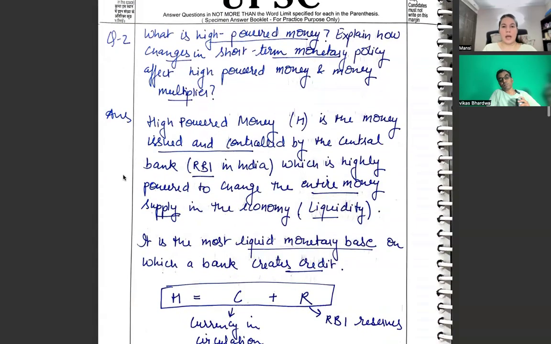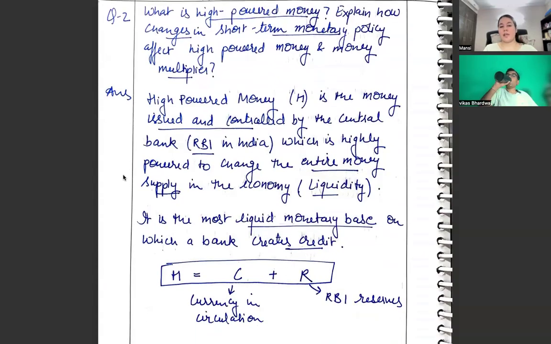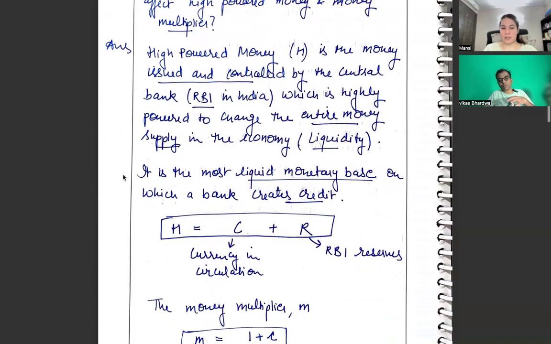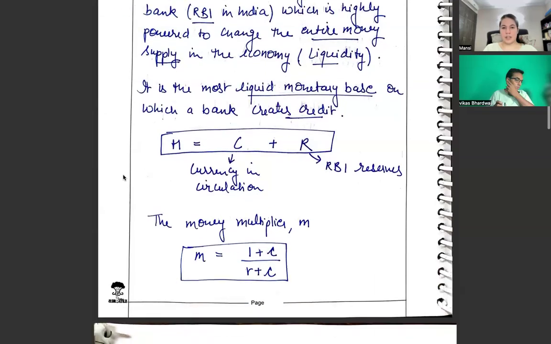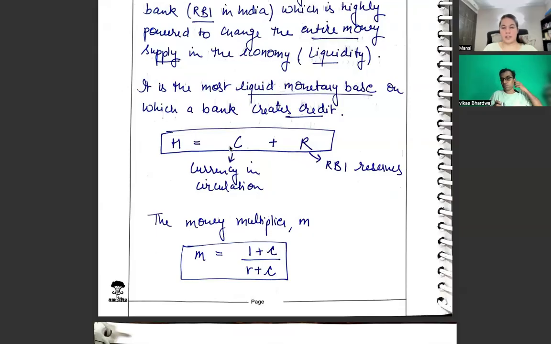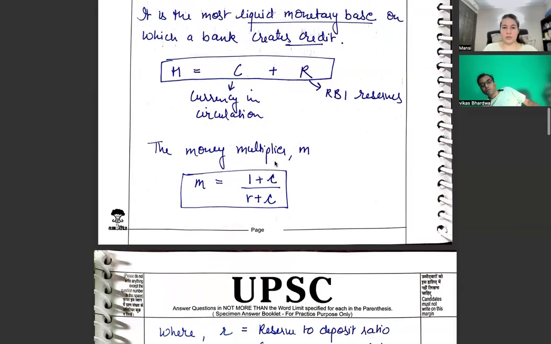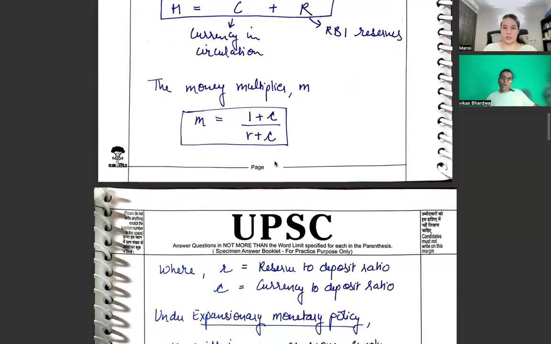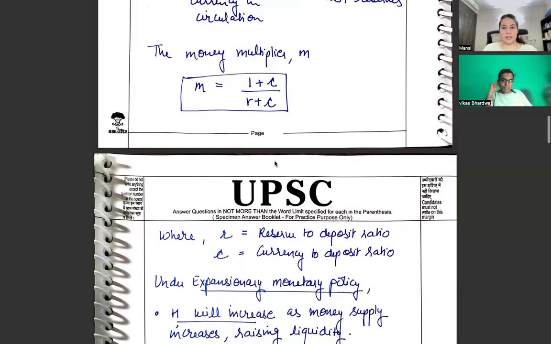So high powered money, which is capital H, is the money issued and controlled by the central bank, the RBI in case of India, which is highly powered to change the entire money supply in the economy, that is liquidity. It is the most liquid monetary base on which a bank creates credit. Through the equation, high powered money is a combination of currency in circulation and the RBI reserves. The money multiplier, which is small m, is given by this formula, where small r is the reserve to deposit ratio held by banks, and C is the currency to deposit ratio held by the people.